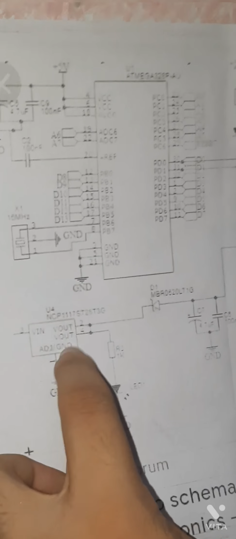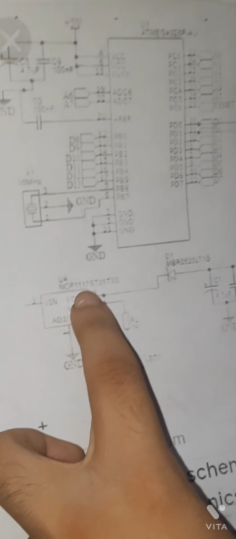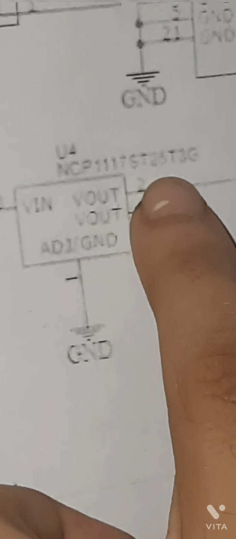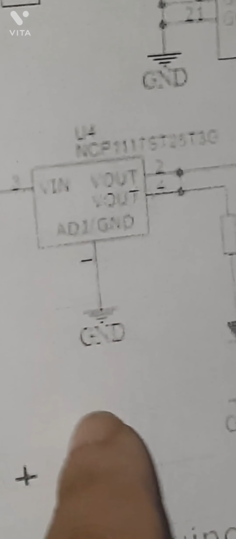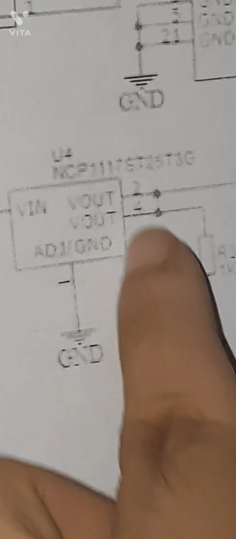So that's why they use a regulator, NCP1117ST25T3G, which is a regulator which can convert input 12 volt to output 5 volt. Pin number 3 is input, 1 is ground, and 2 and 4 are common, which means 2 and 4 are the output. And a 1 kilo ohm resistor to an LED to ground gives power indication, and a diode for the project, MBR0520LT1G.